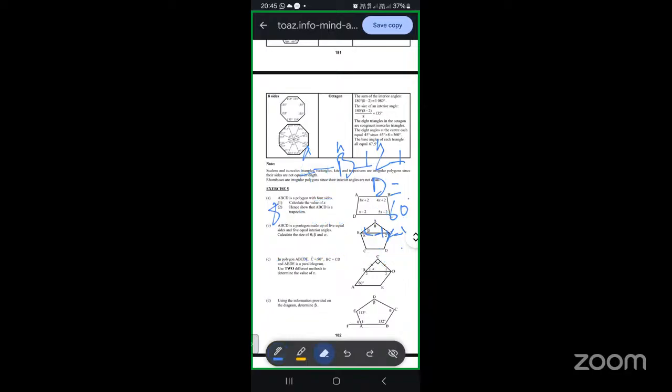Now, number 2 is requiring us to show that ABCD is a trapezium. I said to you guys, in order to prove that a shape is a particular quadrilateral, you need to know its properties. If you are required to prove that the quadrilateral is a parallelogram, you need to know the properties of a parallelogram. In this case, we are required to show that ABCD is a trapezium. Therefore, we need to know the properties of a trapezium. We saw the properties of a trapezium here.